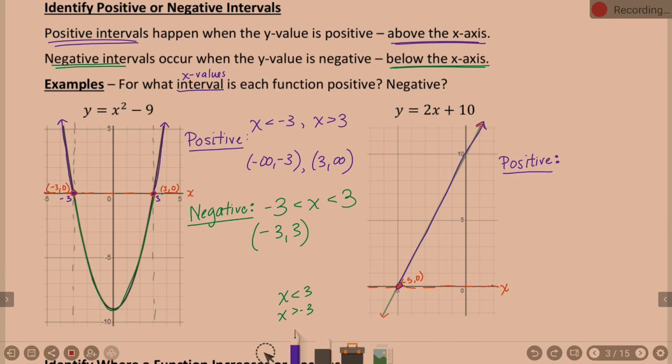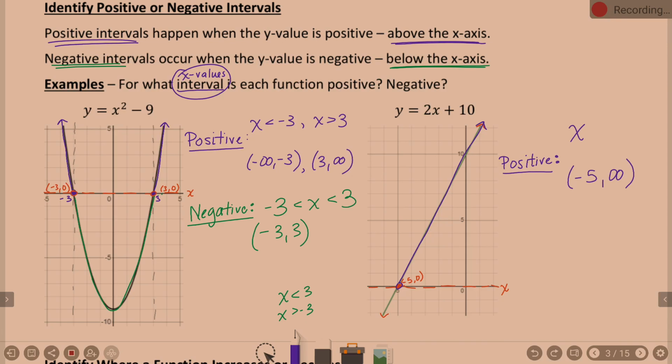So it is positive from -5 to infinity. Okay, because remember, these are x values that we're doing these intervals in. We're asking questions about the y as it goes up and down, but we're answering with x's. And at -5, it's 0. So it's not positive and it's not negative. So -5 is 0. Or how can I say that with an inequality?